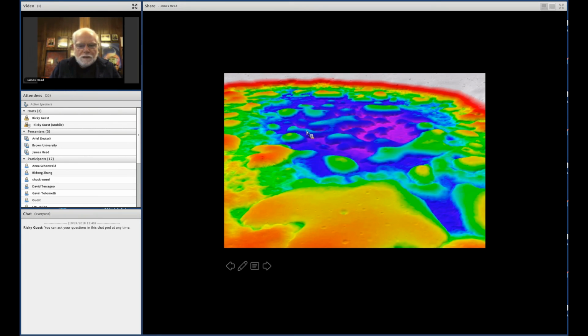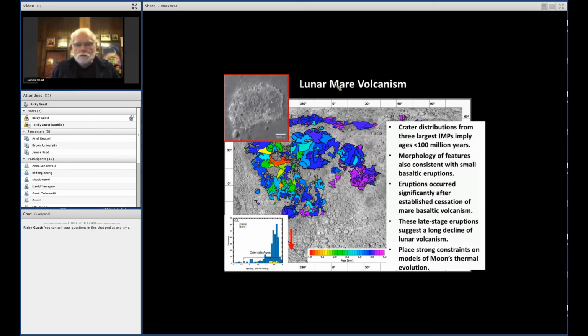What's going on here? Here's the colored topography. You can see these are tens of meters high. There's a depression in the middle. Lots of information here, and a real challenge to our understanding. So, if we think about lunar mare volcanism, crater distributions from these IMPs suggest ages of less than 100 million years. Here's the Hiesinger et al. distribution of what we see on the surface. Here's 100 million years at this arrow. I mean, this is amazing. This places strong constraints on models of the moon's thermal evolution, if in fact these are this young.